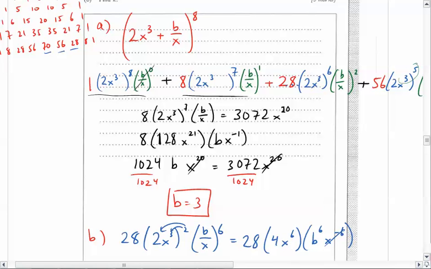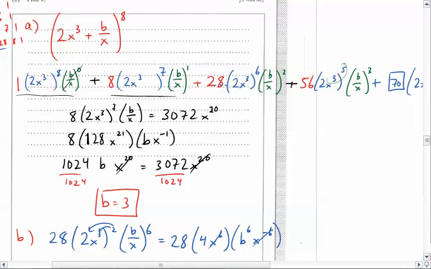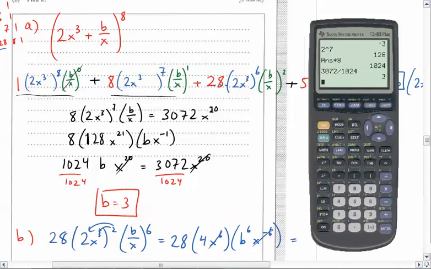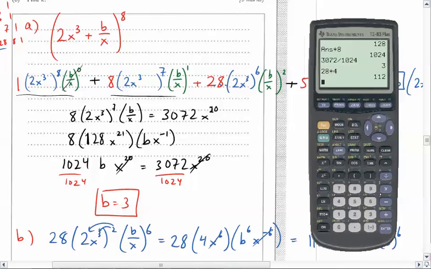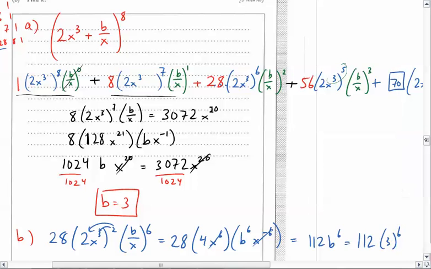So those two x's cancel. So I get 28 times 4, or 112, b to the power of 6. But since b is 3 from the previous, 112 times 3 to the power of 6 gives me 81648.